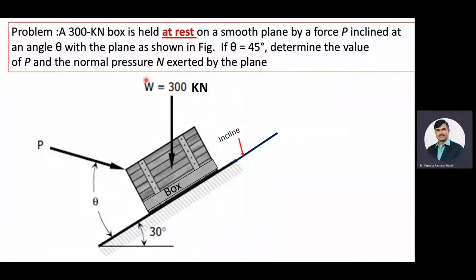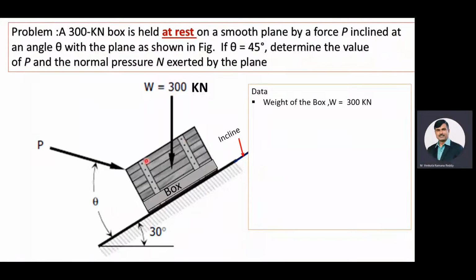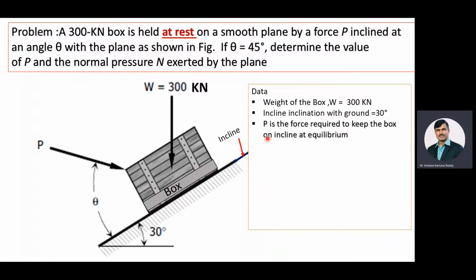Here the weight of the box is given in the problem as 300 kilonewton and the inclination as 30 degrees. Now we will write the data. Weight of the box is equal to 300 kilonewton and inclination with the ground is equal to 30 degrees. P is the applied force so that we can keep the box in a rest condition, that is, the box in an equilibrium condition. Then force P's inclination with the incline is equal to 45 degrees.